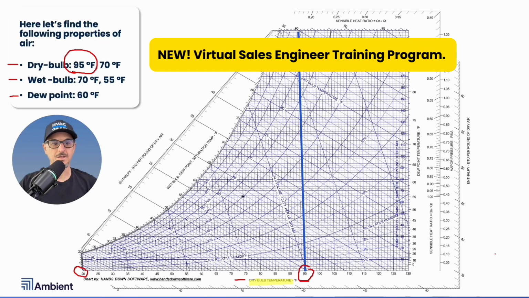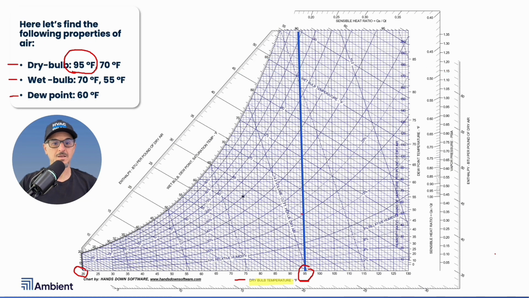And I'll go ahead and draw that in with the animation here, okay? So anything here is 95 degrees dry bulb, here is 95 degrees dry bulb, here is 95 degrees dry bulb, so on and so forth. Okay, I think you get it.